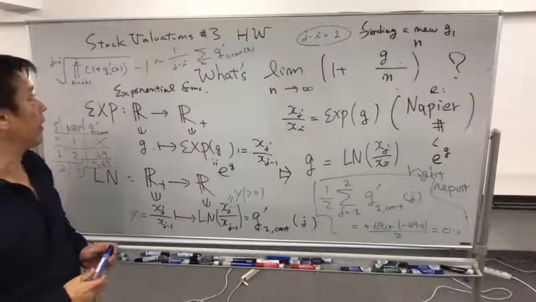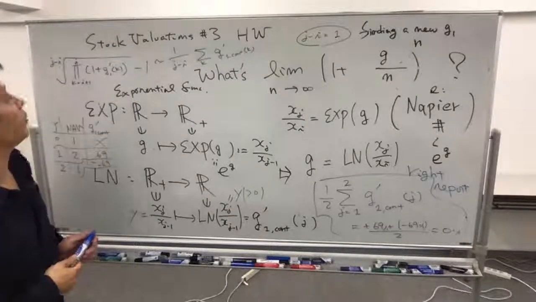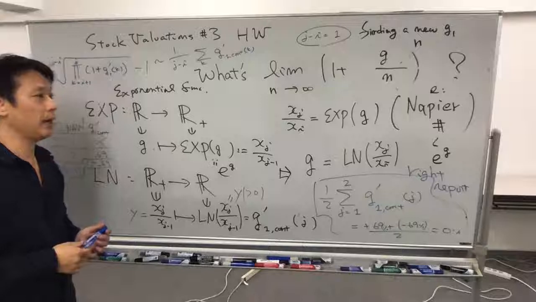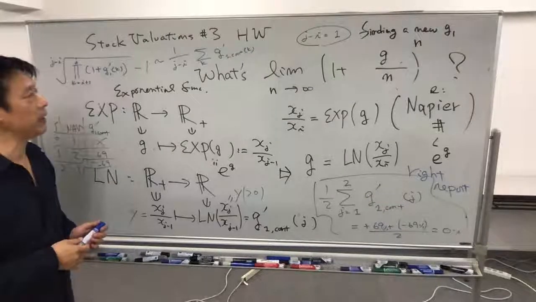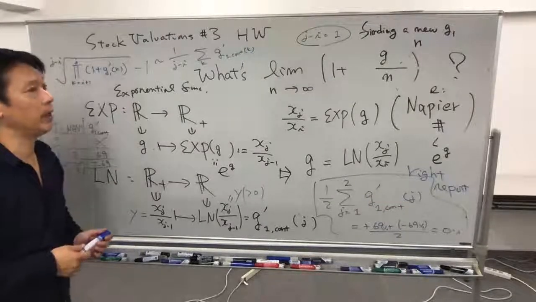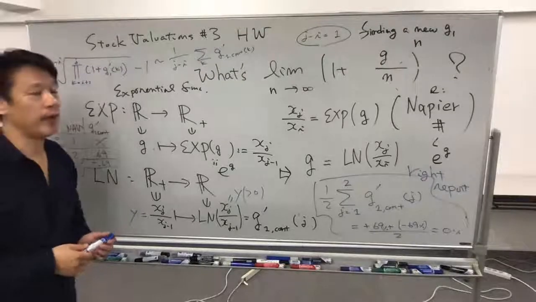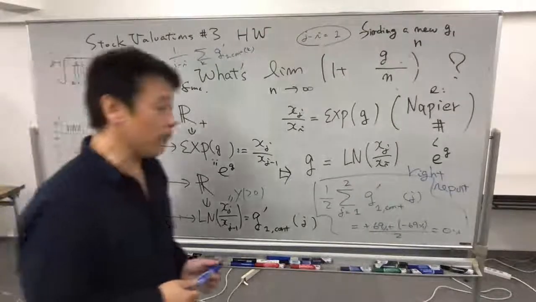I'm Ajun Yamamoto, and we are going to give you a short lecture in the stock valuation series. This is homework number 3, finding a new growth rate G1.